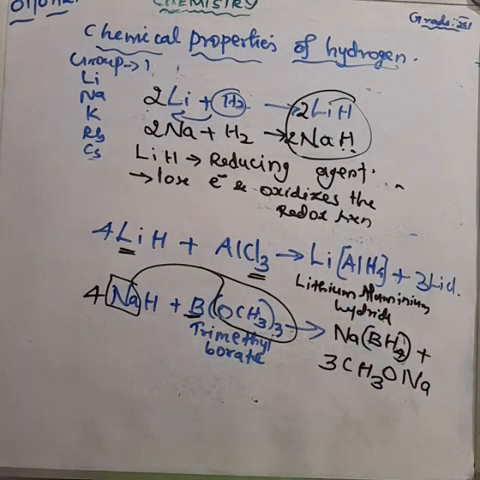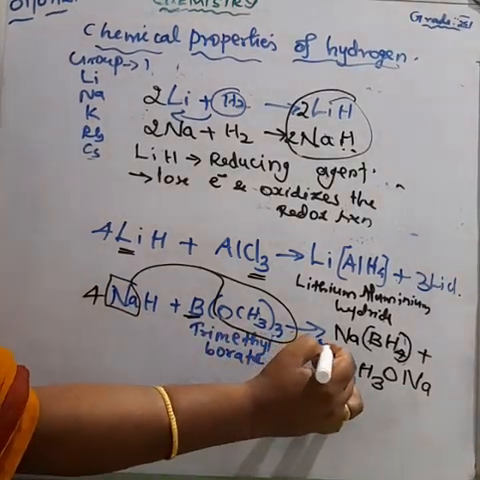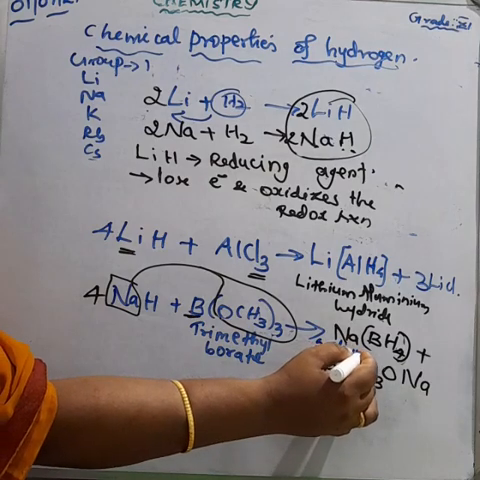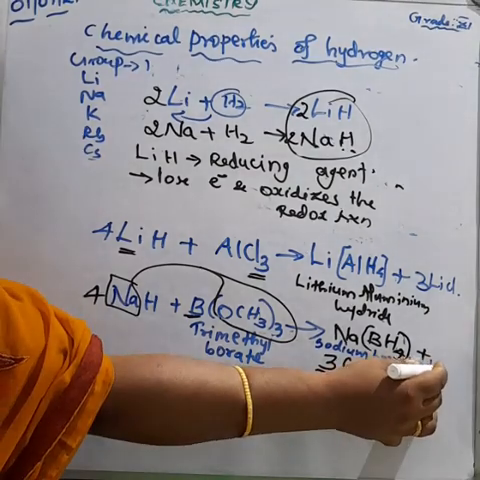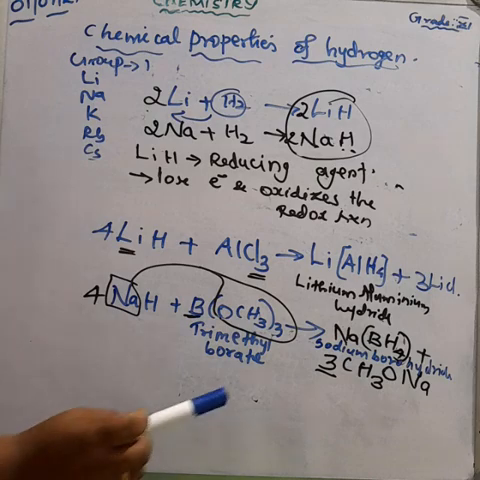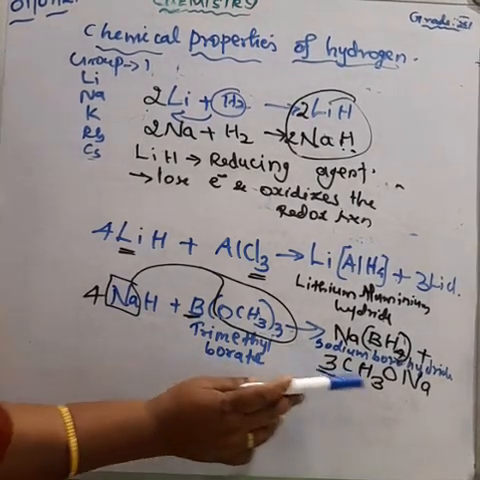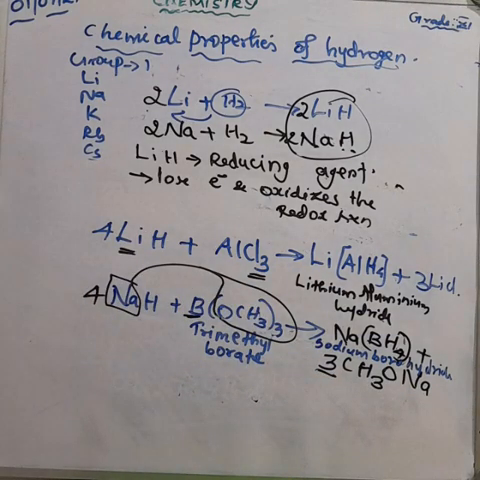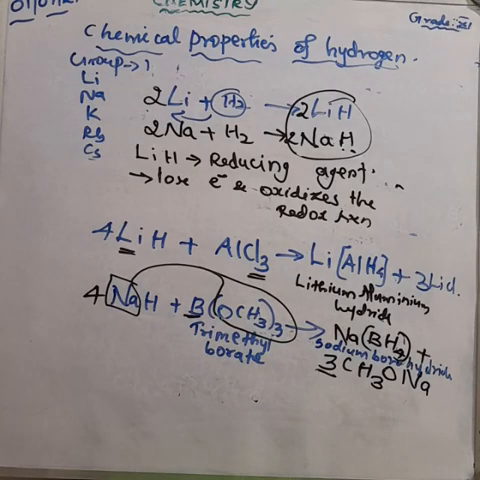Okay, understood? So when sodium hydride combines with trimethyl borate to form sodium borohydride, what is the byproduct here? Sodium methoxide. How many molecules? 3 molecules. Understood?